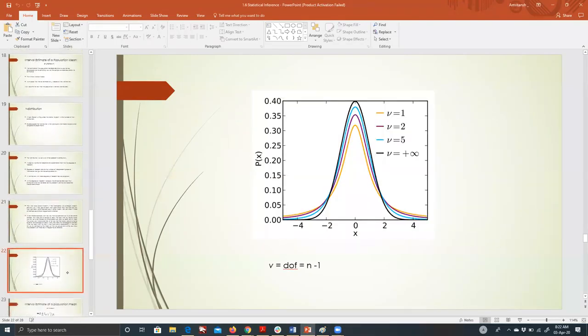So you can see here, now you have to imagine, V is nothing but DOF, or degree of freedom. V is the degree of freedom, and how is it calculated? V is mathematically n minus 1, where n is the number of samples.